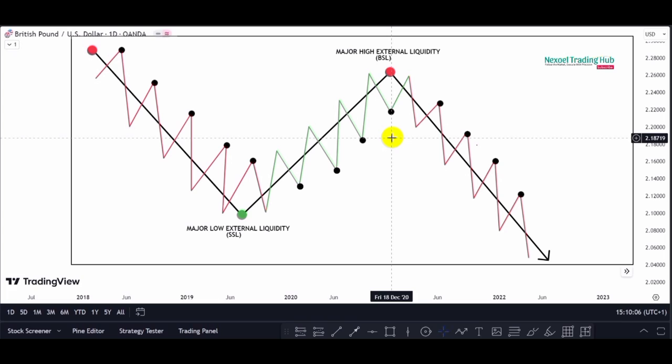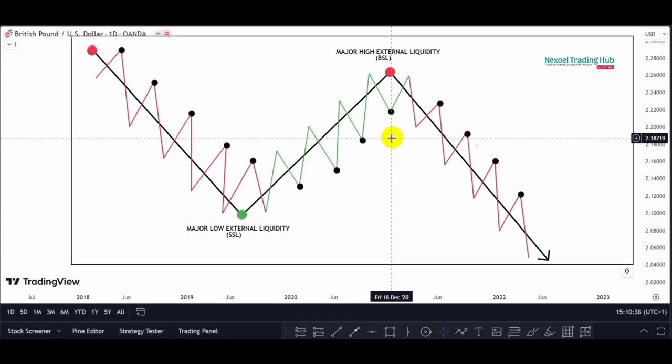What really is liquidity? Liquidity simply means money. Liquidity is the fuel that moves the financial trading markets. Without liquidity, there wouldn't be volatility in the markets. It is actually the zone of retail stop orders which the institutions hunt and then move the market in institutional direction. There are basically two types of liquidity: the internal range liquidity and then the external range liquidity.